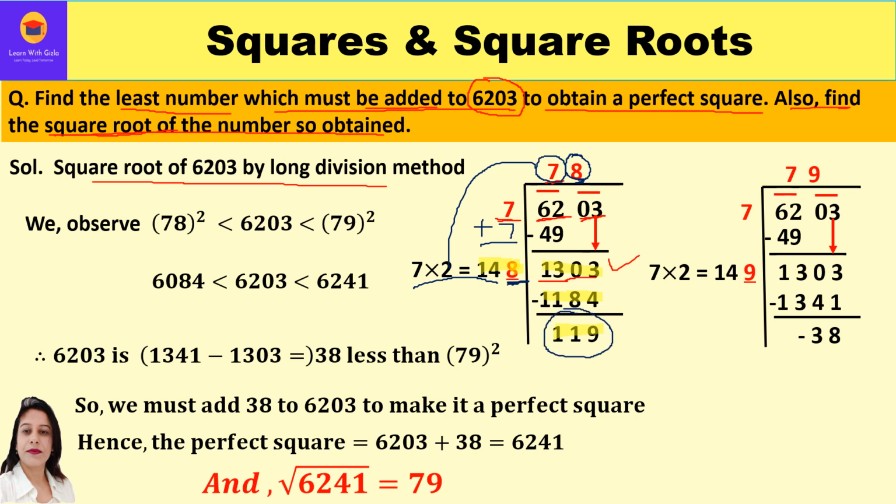Why have we got 119 as a remainder? Because this number 6203 was not a perfect square number, right? So now let us try with the next digit. After 78 we can keep the quotient as 79 and try with 9, that is the next number. So instead of 8 over here I have just kept 9 over here. So 149 is my new divisor. Multiply by 9, I will get 1341, which is actually more than 1303, and I will get minus 38.